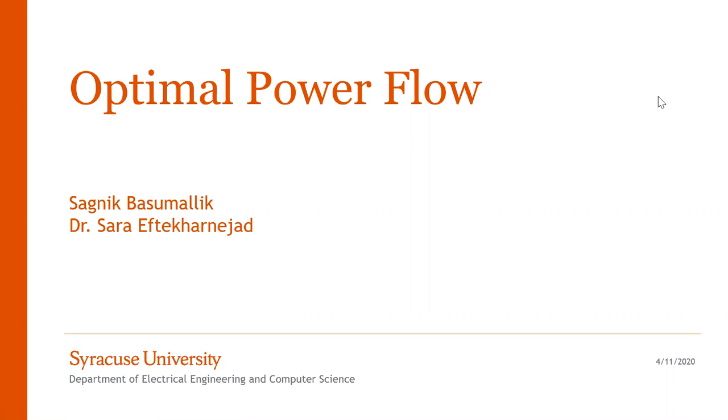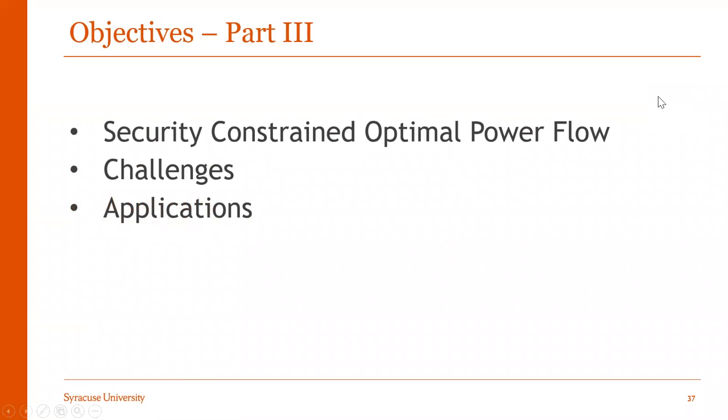So in this last section, we see an extension of optimal power flow, which we call the security constraint optimal power flow. We'll further see the challenges of SCOPF, and we'll figure out some of the applications of OPF and SCOPF in power systems.